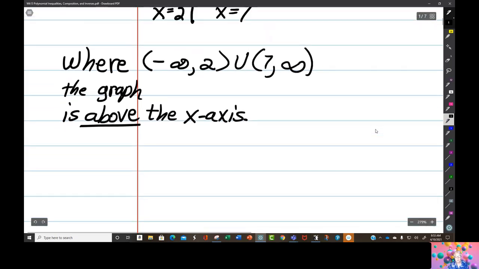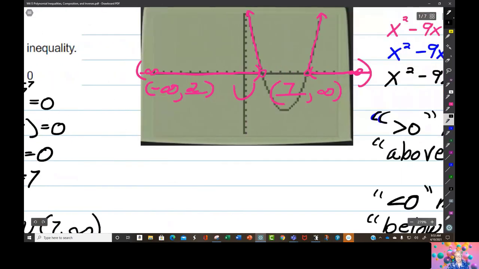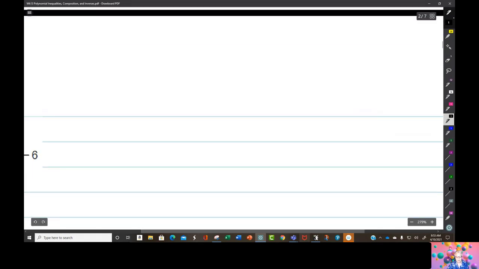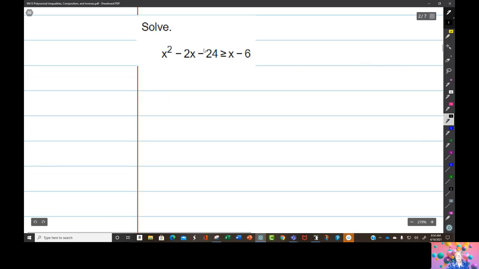Now let's do another one. Kind of get the feel for this. And here's the graph of what we're talking about. Here we have an inequality: x squared minus 2x minus 24 is greater than or equal to x minus 6. Well, there are two ways to do this. One is easier and one is more difficult. I vote for the easier one.